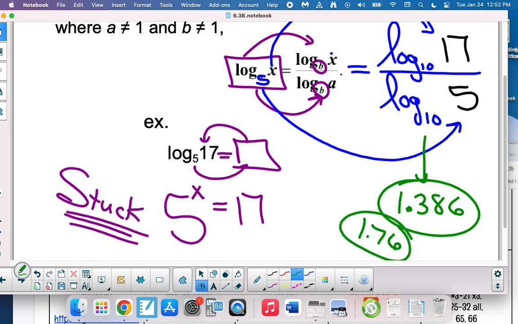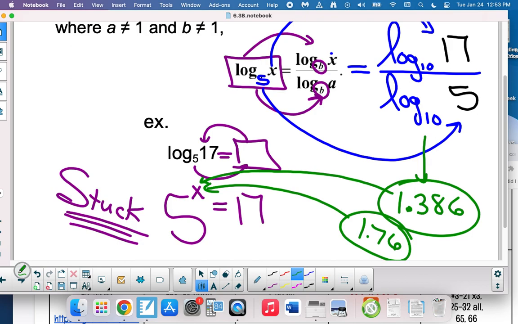How do you know you're right? Plug it in, check. Right here, this is what it means: 5 to what power gives 17? Put your answer in. Which one actually gives you 17? 1.76. Oh, I didn't put parentheses, that's all. Aha. So there it is.